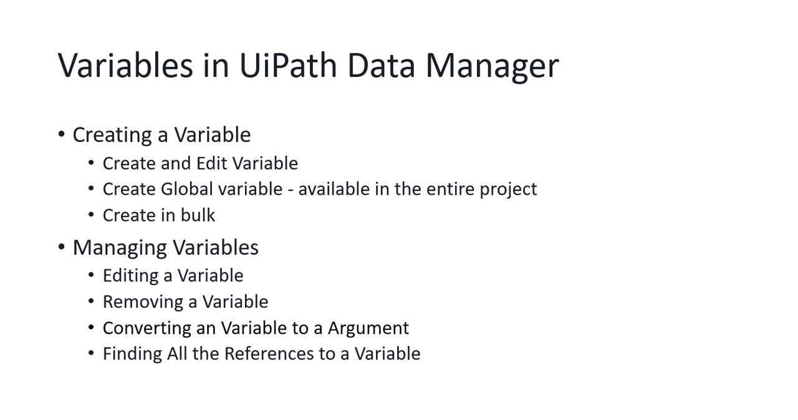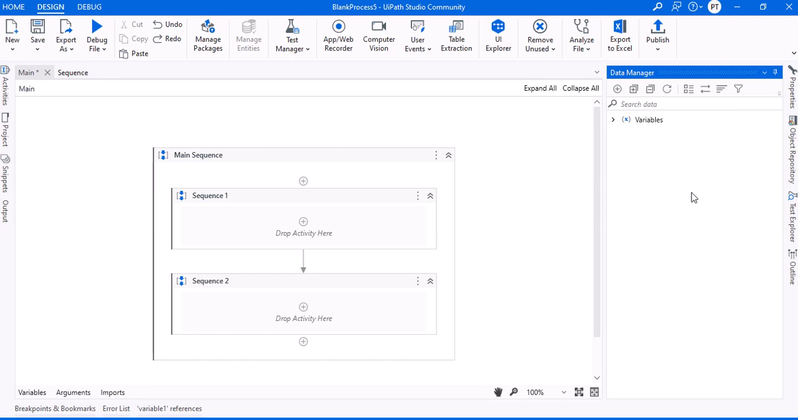In this video, we will explain how to create a variable, how to edit a variable, how to create variables in bulk, and how to create global variables and perform different operations on the variable using the UiPath Data Manager feature. So let's get started and first see how to create and edit a variable and how to create them in bulk. So within Data Manager, we have three options to create any variable.